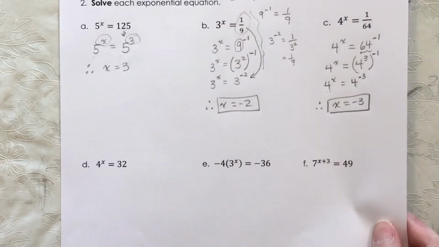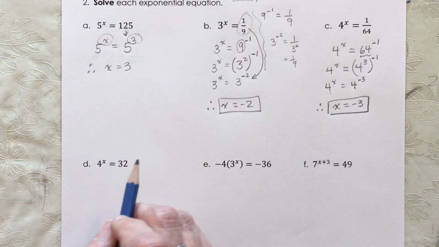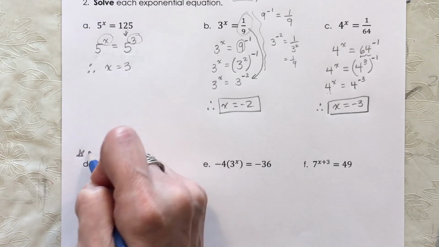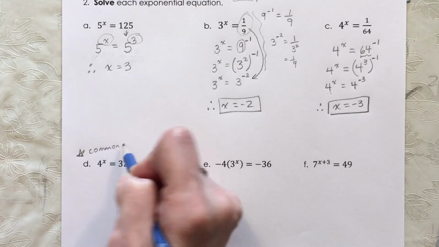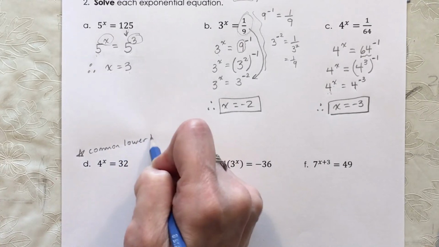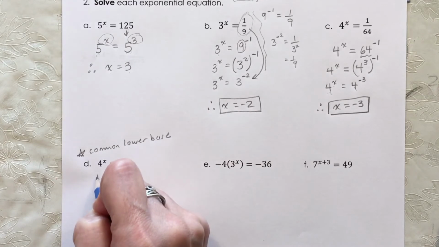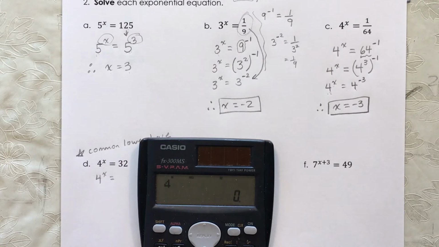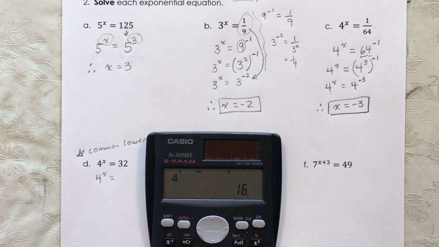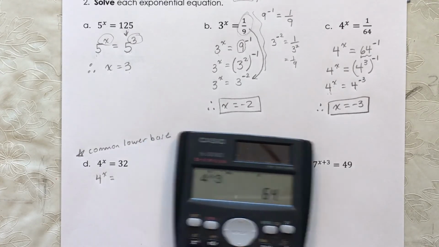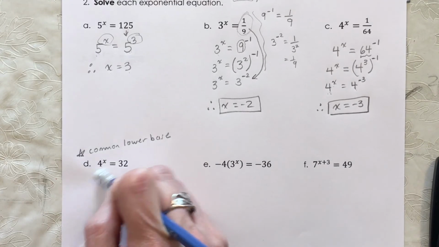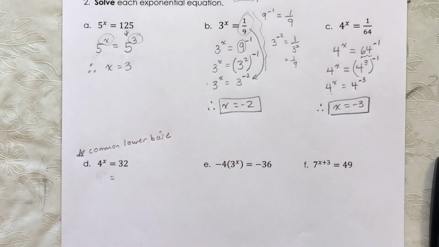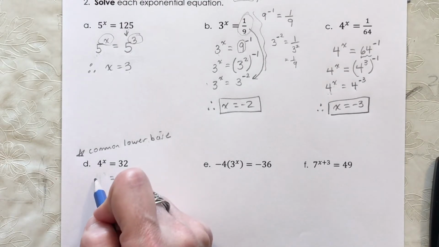Okay, so 4 to the power of x equals 32. This one looks easy, but I'm going to put a little star here because this is one where we need a common lower base. Because once we try, we know 4 squared, 4 to the power of 2, is 16, which is less than 32, but 4 to the power of 3 is 64, which is more than 32. So I can't write 32 as 4 to the something. So there must be a common lower base, and that lower base is 2.